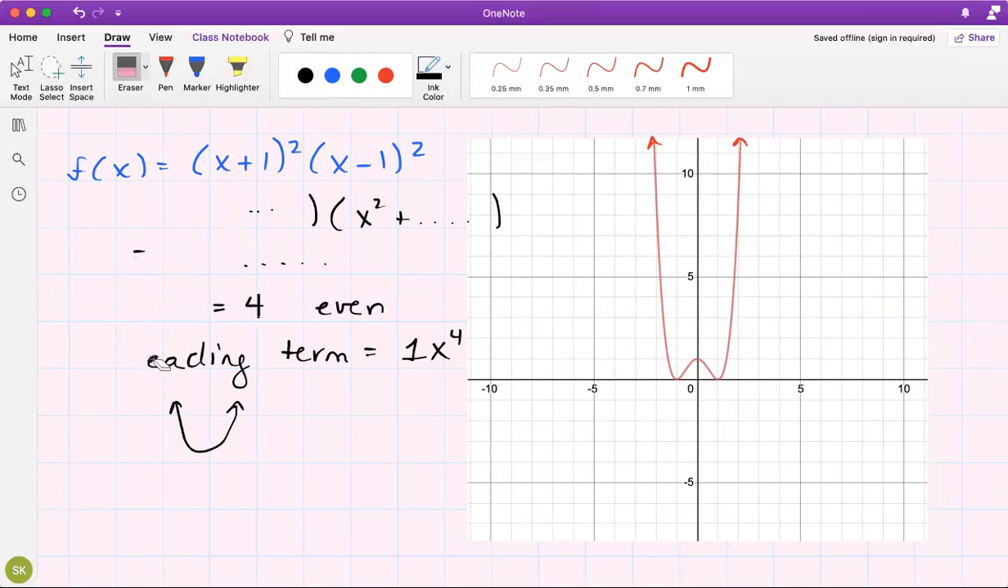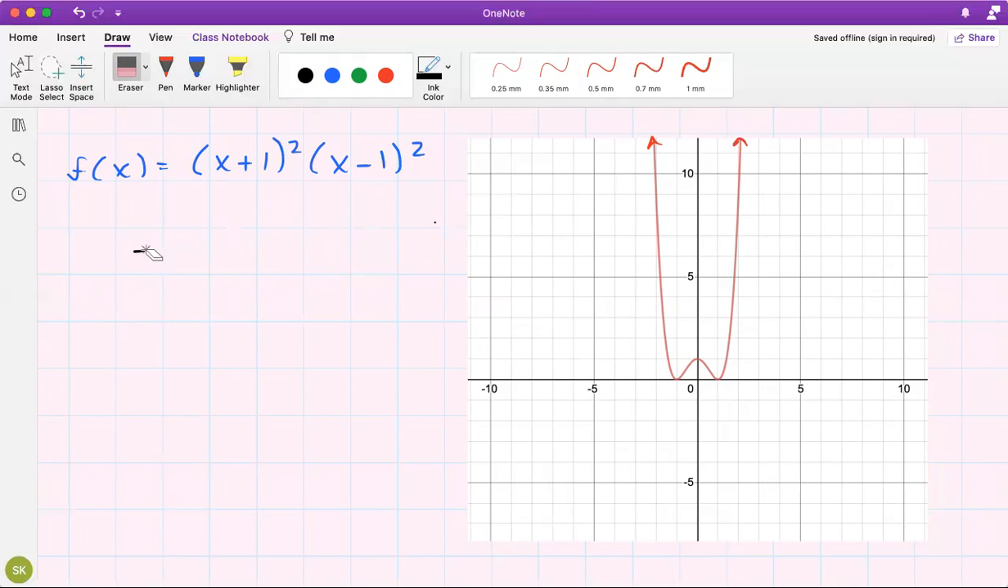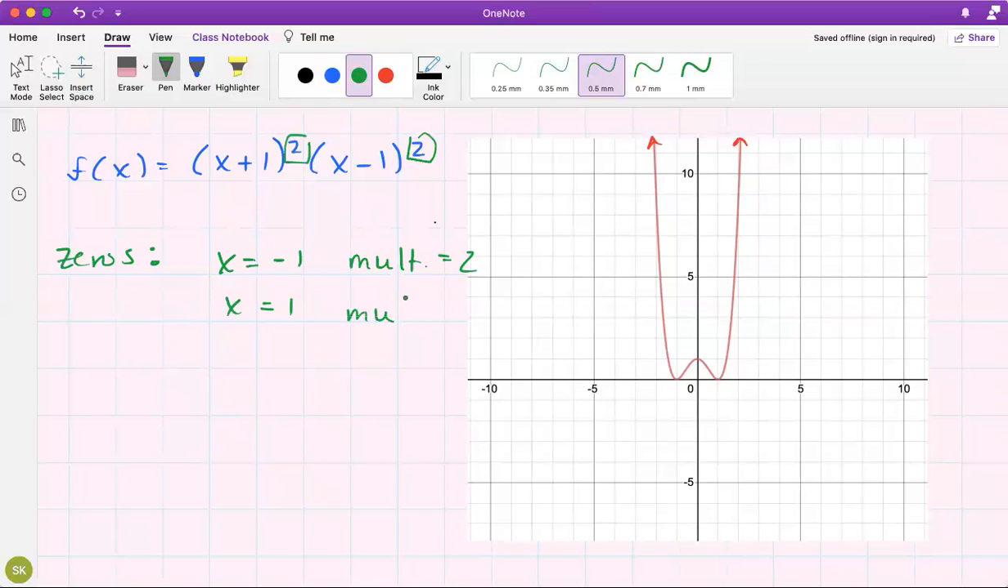Something else we can notice is that the zeros for this function are 1 and negative 1. So let's write that. The zeros, or the roots of this function, are x is equal to negative 1 and x is equal to 1, and they have the same multiplicity. They both have multiplicity 2. And what happens at these 2 points? You can see that this is negative 1, and this is positive 1, and that this function touches and goes, touches and goes. It doesn't intersect. It doesn't go all the way through across the x-axis.